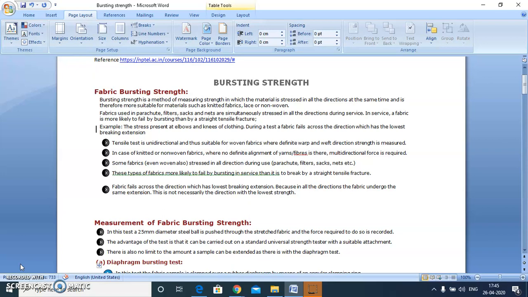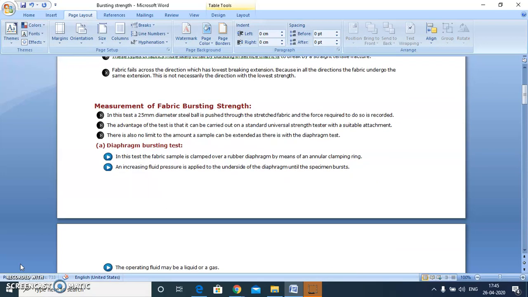Now, the next point is how do we measure bursting strength? We can classify the instruments into two types. One is where we measure the bursting strength on a universal tensile tester with the help of a steel ball. The line diagram is shown below. The second one is the diaphragm bursting test. So first we'll discuss the diaphragm bursting test.